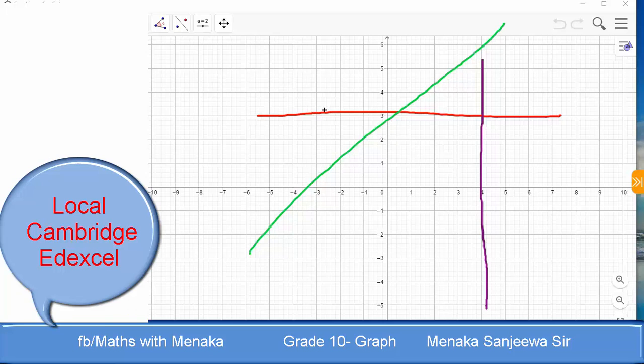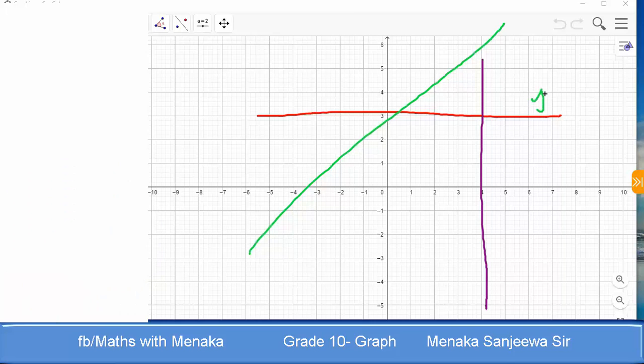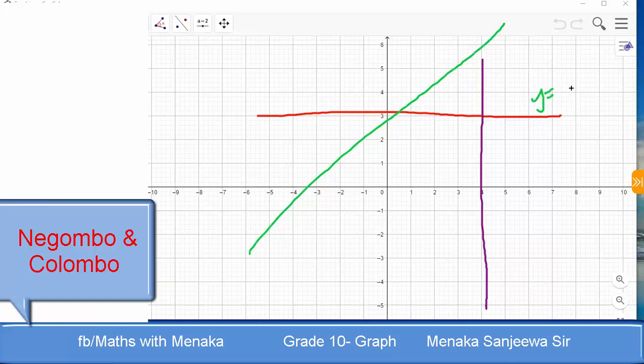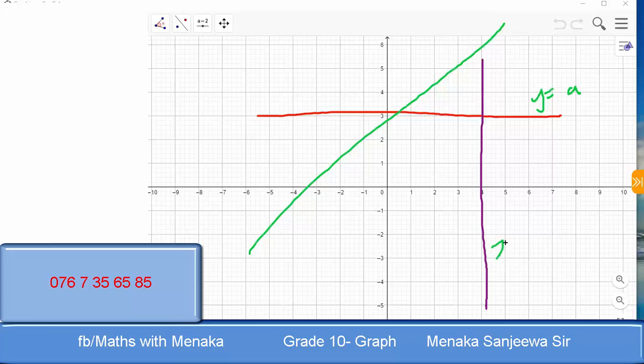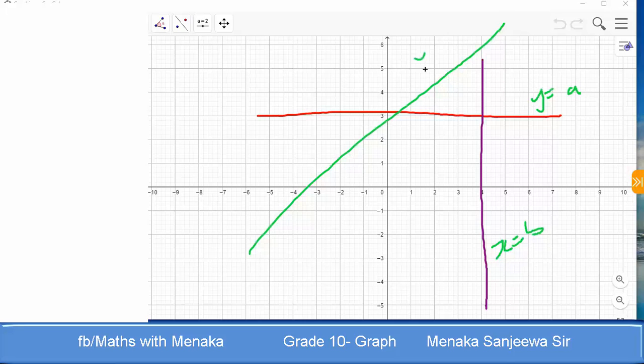Then this line parallel to the x-axis is called y equal a type lines. Lines parallel to the y-axis, which is going to the x-axis, is called x equal b type lines. This is a slant line. You can write y equal mx plus c. What is c? c is called the intercept. This point is called the intercept.